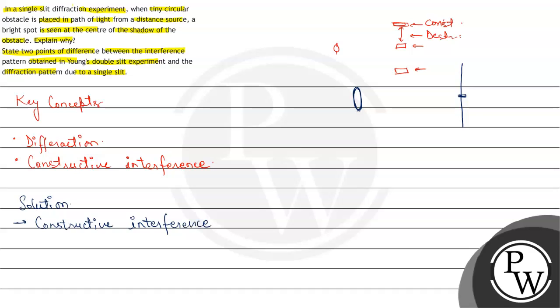Now, in the second part, we have to state 2 points of difference between the interference pattern obtained in Young's double slit experiment and the diffraction pattern due to a single slit. So, let's write it here. This is Young's double slit experiment, and this side we write single slit experiment.